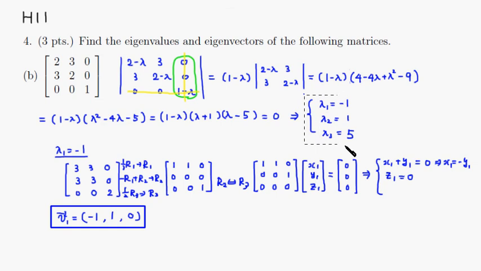So these are all the eigenvalues. I'm going to stop here. I think you can find the eigenvectors corresponding to lambda 2 and lambda 3 in a very similar way. That's it. I hope this was clear.